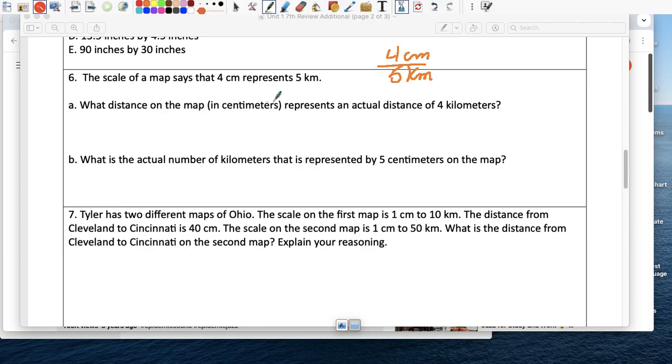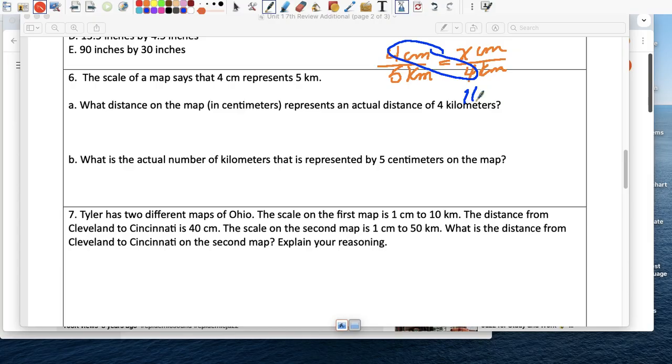What distance on the map in centimeters represents an actual distance of 4 kilometers? So 4 kilometers. We can use a proportion, right? So x centimeters, 4 kilometers. What would that be in your notebook? How many centimeters would that be? Well, cross multiply.